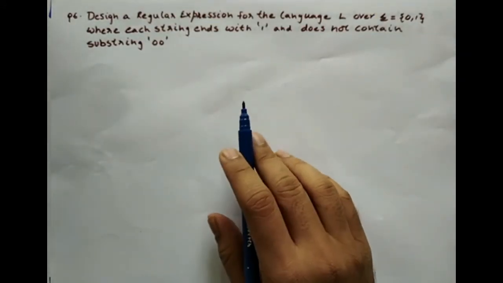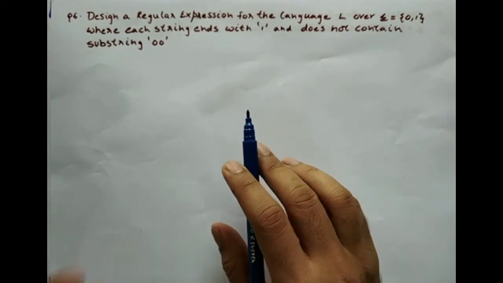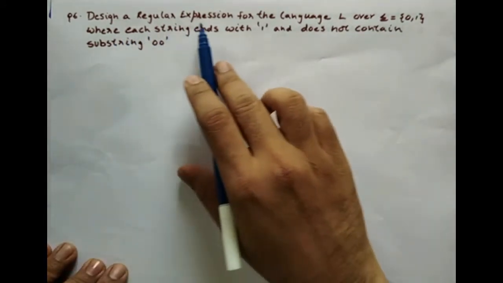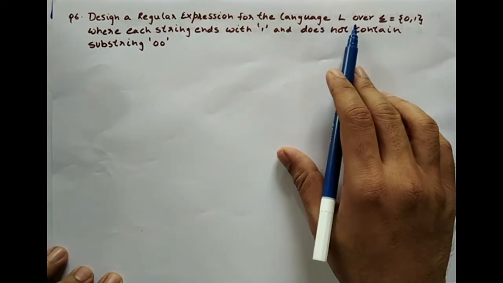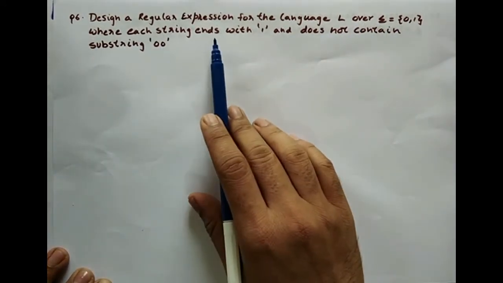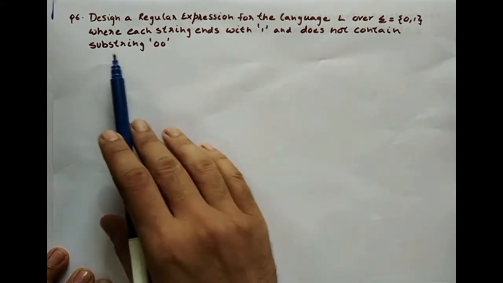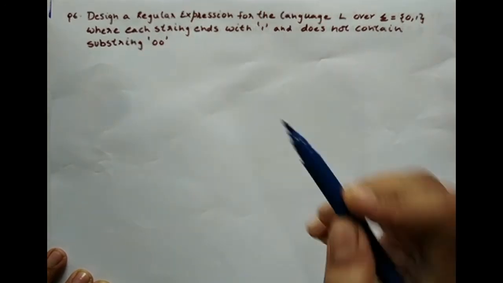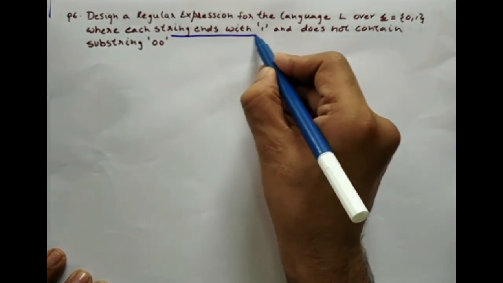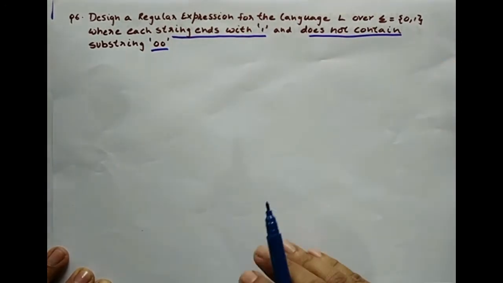Let us start with the next problem. This is a bit tricky problem. Okay, we are asked to design a regular expression for the language L, again over sigma equal to 0, 1, where each string ends with 1 and it should not contain the substring 0, 0. There are two constraints. The string should end with 1 and the string should not contain a substring 0, 0.